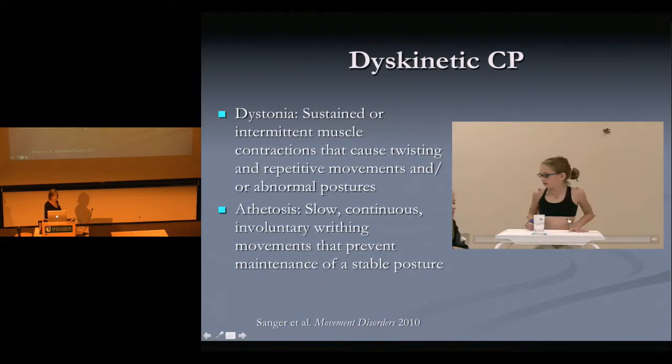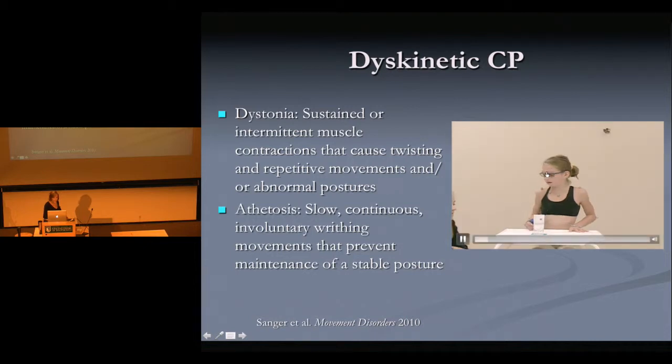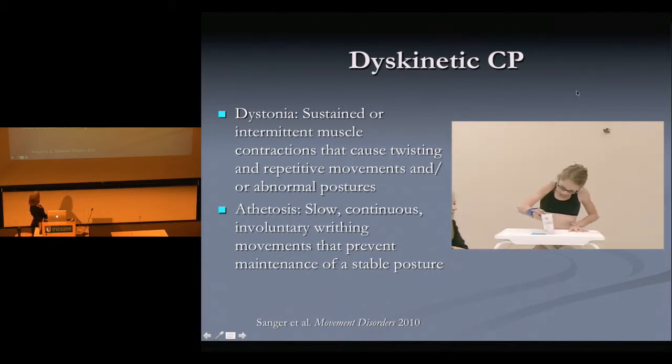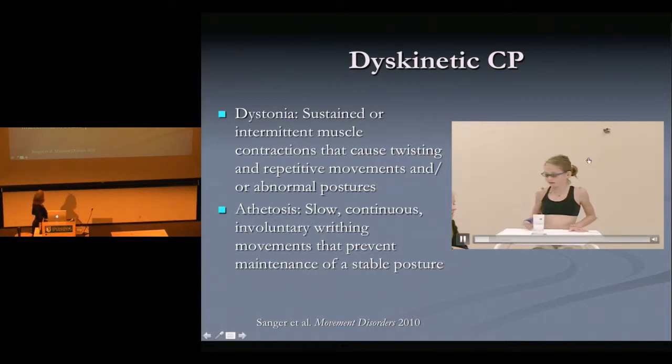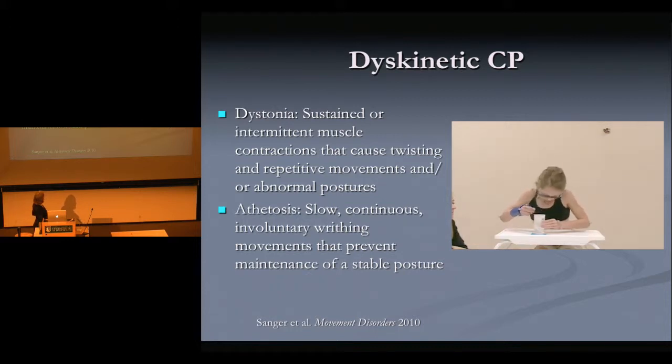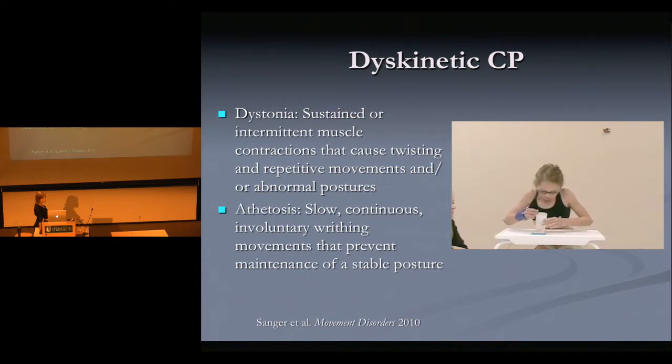In dyskinetic cerebral palsy, it's characterized by either dystonia or athetosis or both. Dystonia is defined as sustained or intermittent muscle contractions that cause twisting, repetitive movements, and or abnormal postures. Athetosis is defined as slow, continuous, involuntary writhing movements that prevent maintenance of a stable posture. This girl has a combination of both dystonia and athetosis.